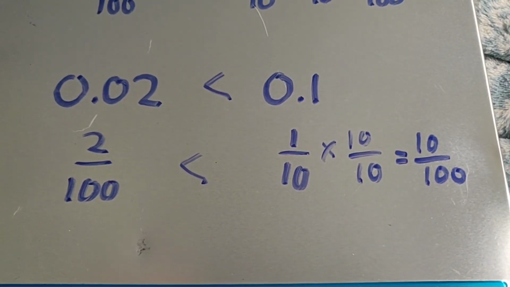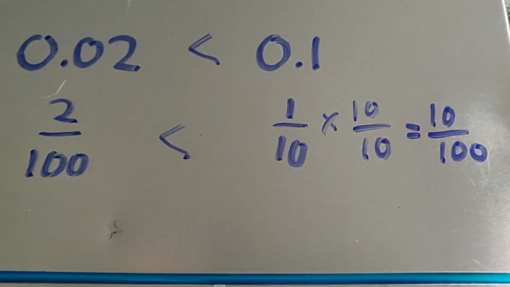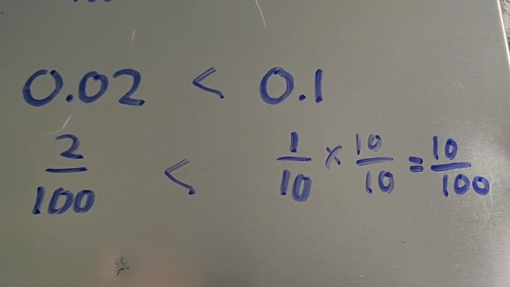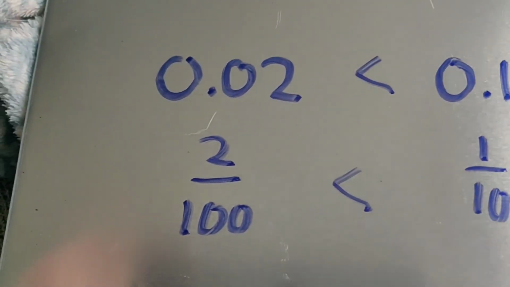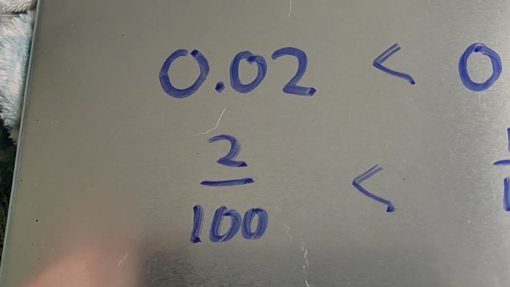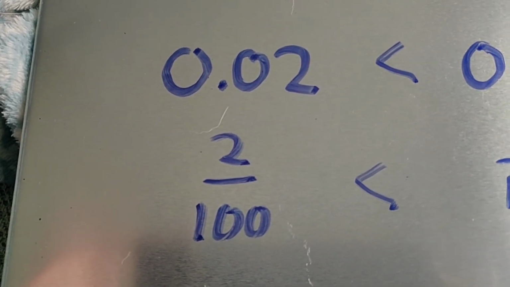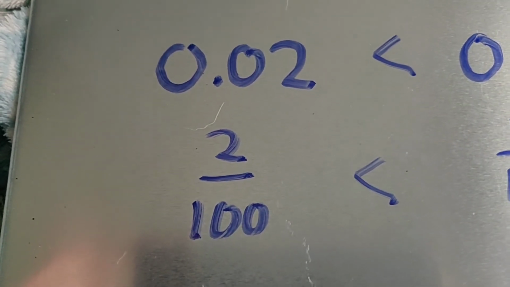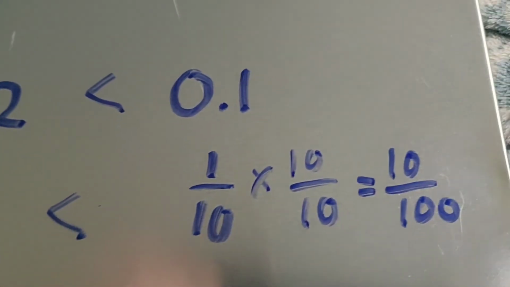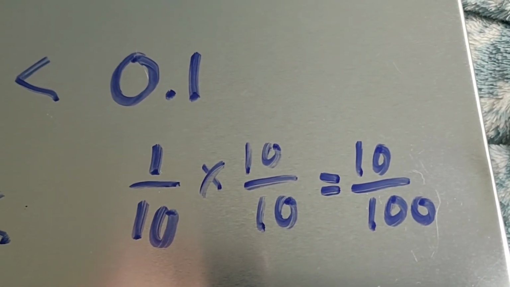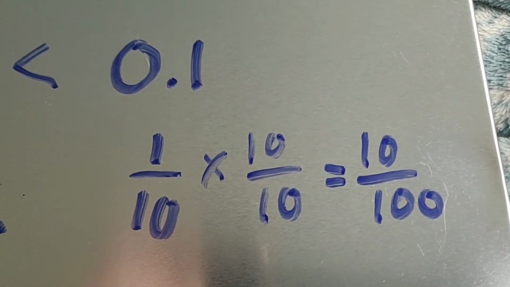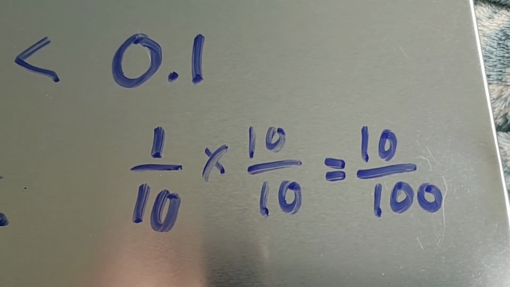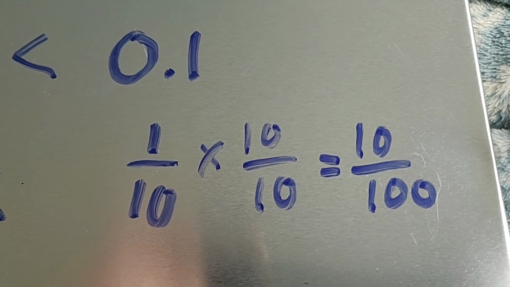2 hundredths is less than 10 hundredths, and therefore 0.02 is less than 0.1, because 0.02 and 2 hundredths are the same. They are equivalent. They're the exact same thing, the same amount. And 0.1 and 10 hundredths are the exact same amount, because 0.1 is the same as 1 tenth, and 1 tenth is the same as 10 hundredths.